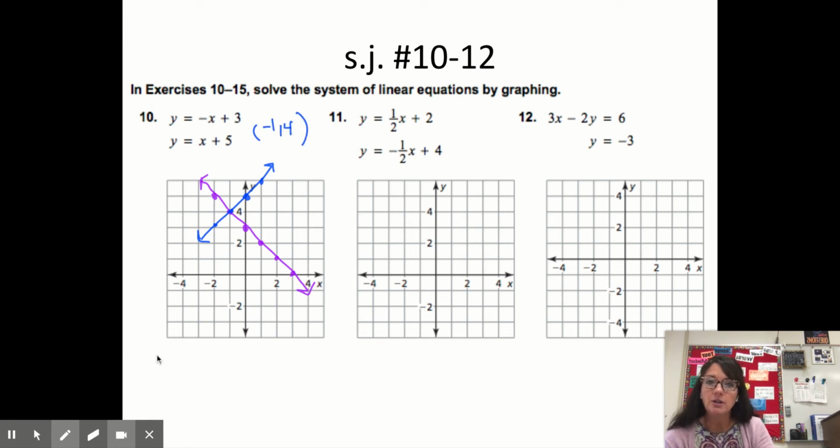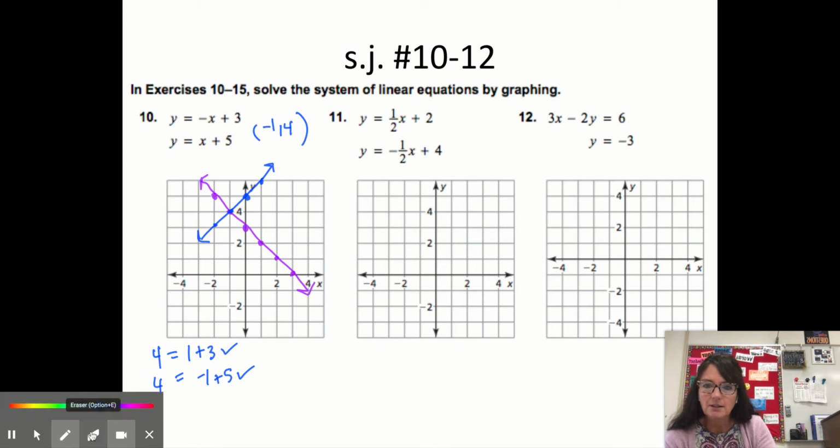So we want to double check it. Is 4 equal to the opposite of -1, which is 1 plus 3? Yes. Is 4 equal to -1 plus 5? Yes. So we checked our work that we do have an actual solution. I apologize that this is so sloppy.